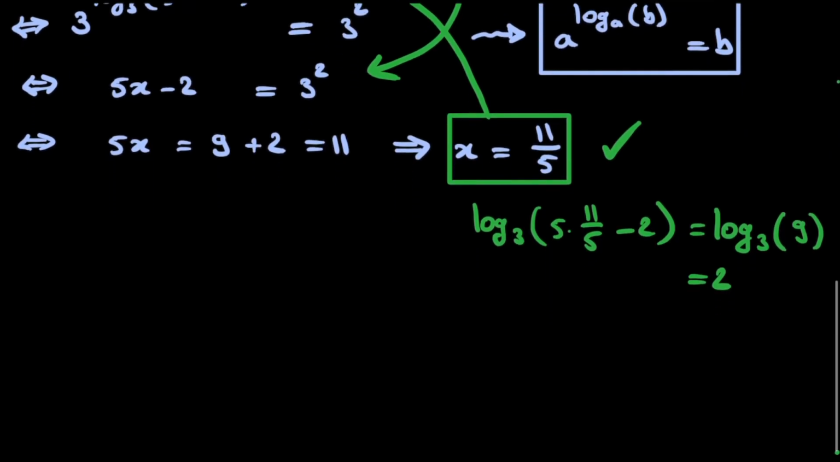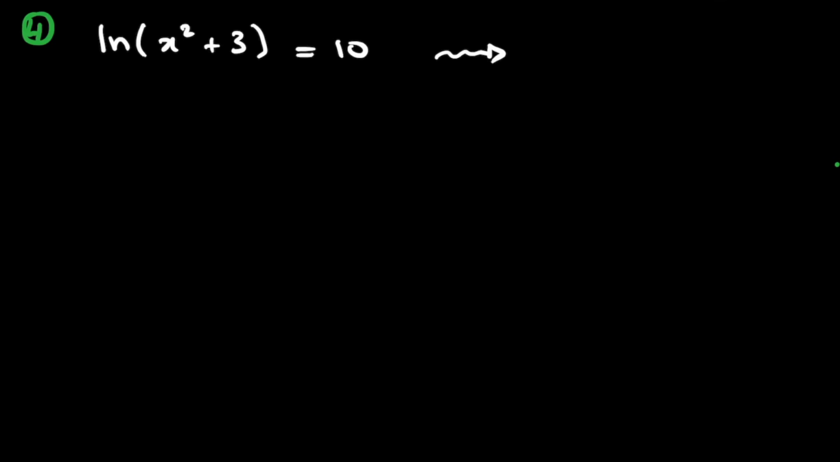So let's now do another exercise where we have to use this trick in order to get some feeling with it. In exercise 4 we have the following equation. The ln of x to the power of 2 plus 3 has to be equal to 10. And here we have again a new notation, which is the ln of x, which basically is the logarithm with base number e of x.